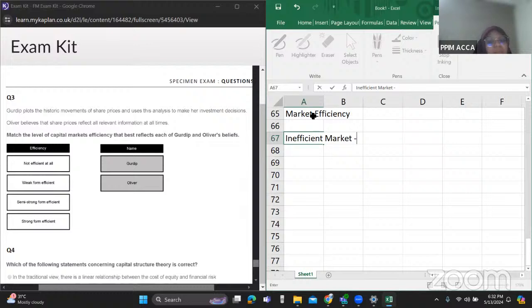So when you're talking about an inefficient market, the only thing that will be there to help you take a decision is historic prices. If you see that in the past 10 years prices have increased, then you can assume that this company is doing well. If prices have decreased, you will have to assume that this company is not doing well. So with regard to an inefficient market, we don't reflect the available information in the share price. Okay, so that is an inefficient market.